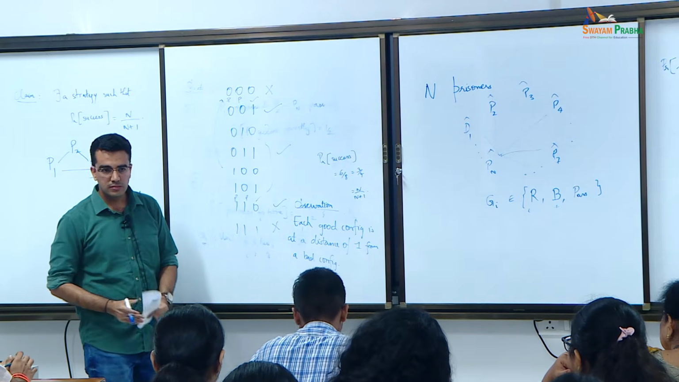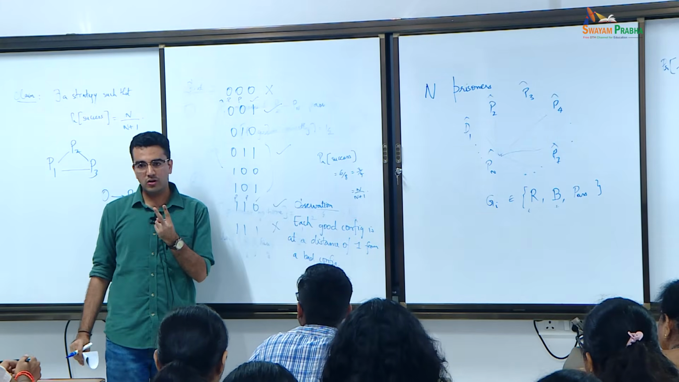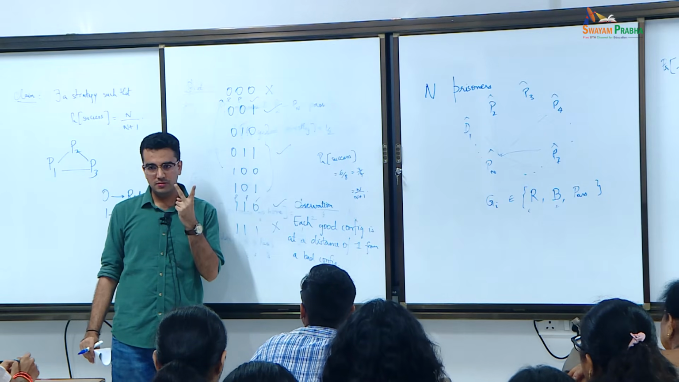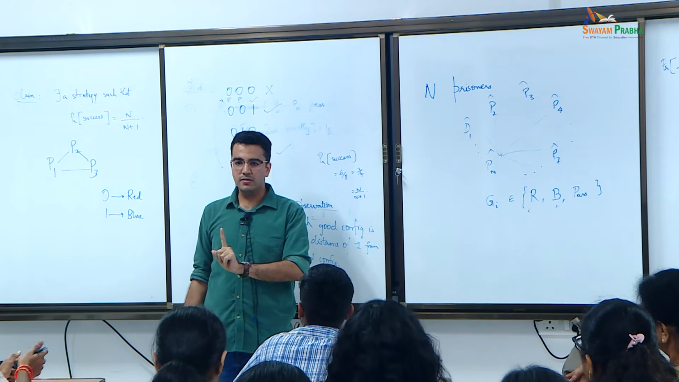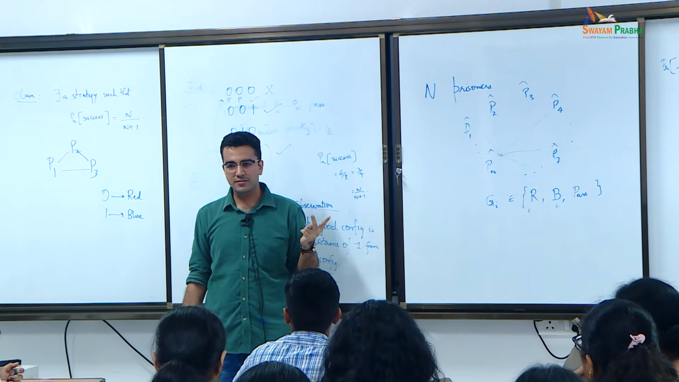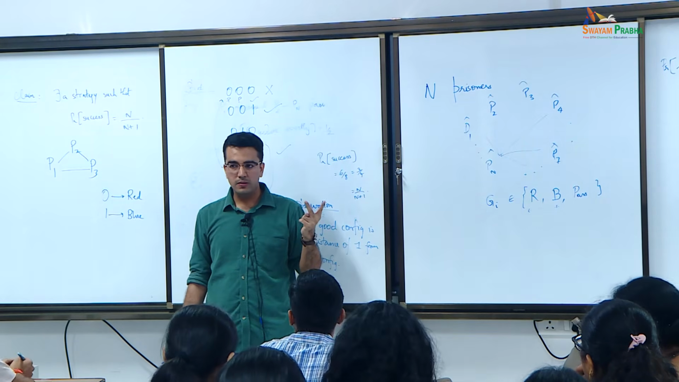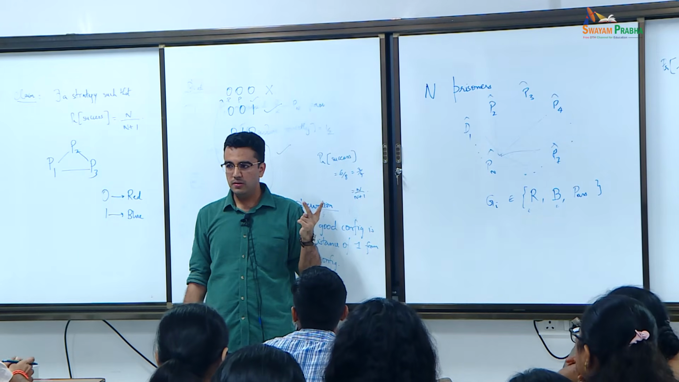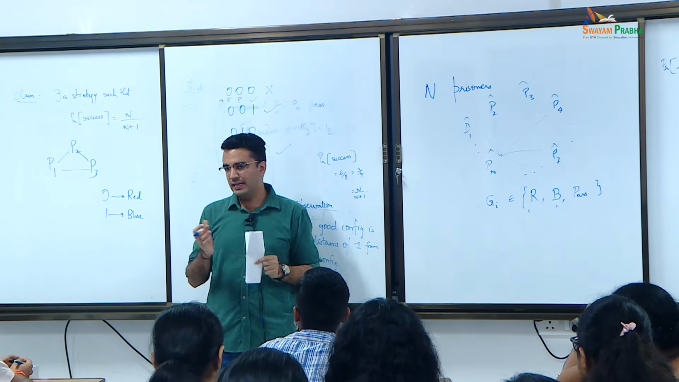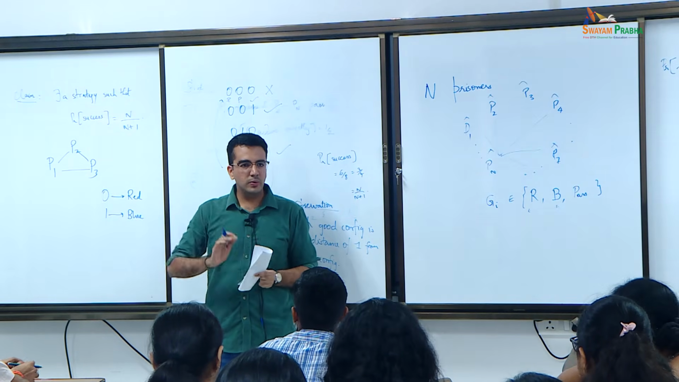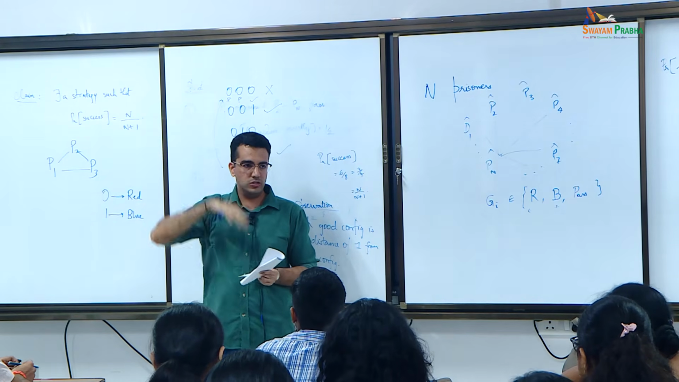Also, no good configuration is at a distance 1 from 2 bad configurations. No good configuration is at a distance of 1 from 2 bad configurations. What does that mean? You can't flip one bit in any given good configuration so that you get either to one bad configuration or to the other.